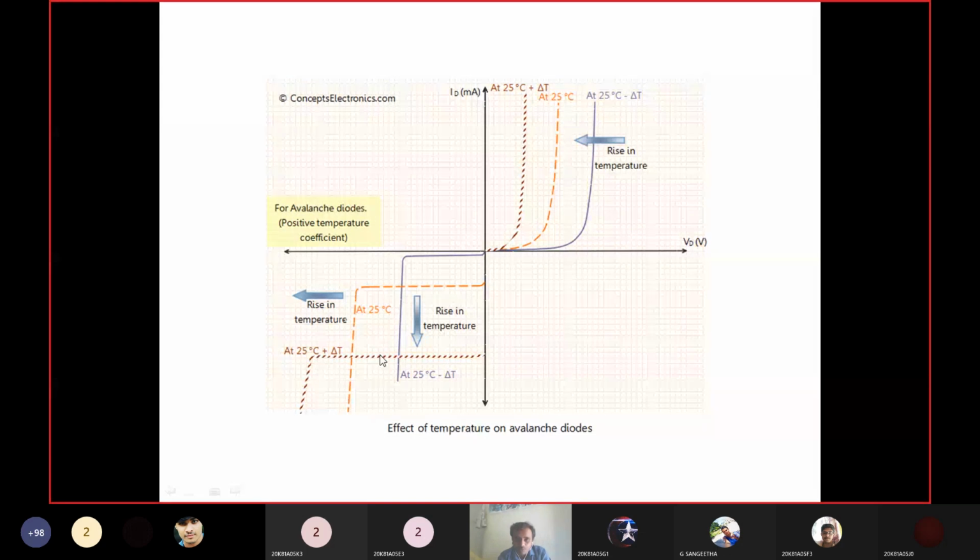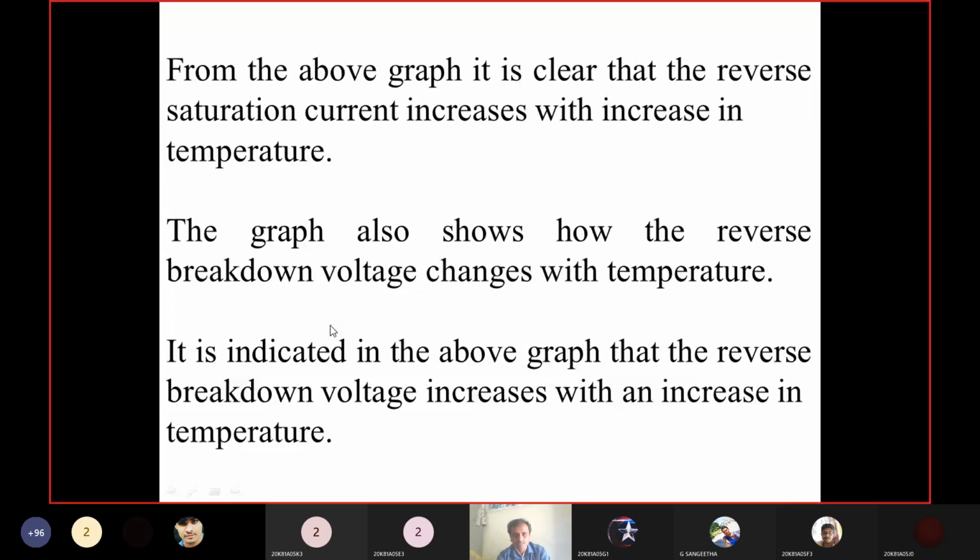Here one more thing we have to discuss: breakdown voltage. In case of reverse bias, at a particular voltage the current increases suddenly. That voltage we call the threshold voltage. The threshold voltage also increases with increasing temperature. So this is about the reverse bias and forward bias characteristics of the diode.